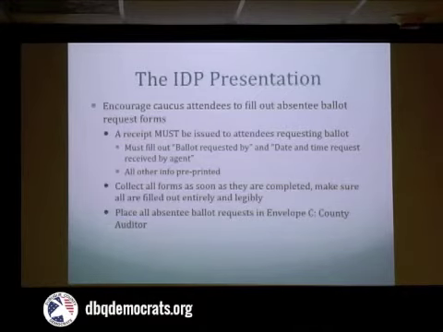I know on absentee ballot request forms there's a receipt section. Most of this will be pre-filled since we're giving these to you, but you'll still have to fill out the ballot requested by and time and date request received by agent. Collect all those forms and make sure they're filled out entirely and legibly, and place them all in envelope C for the county auditor.